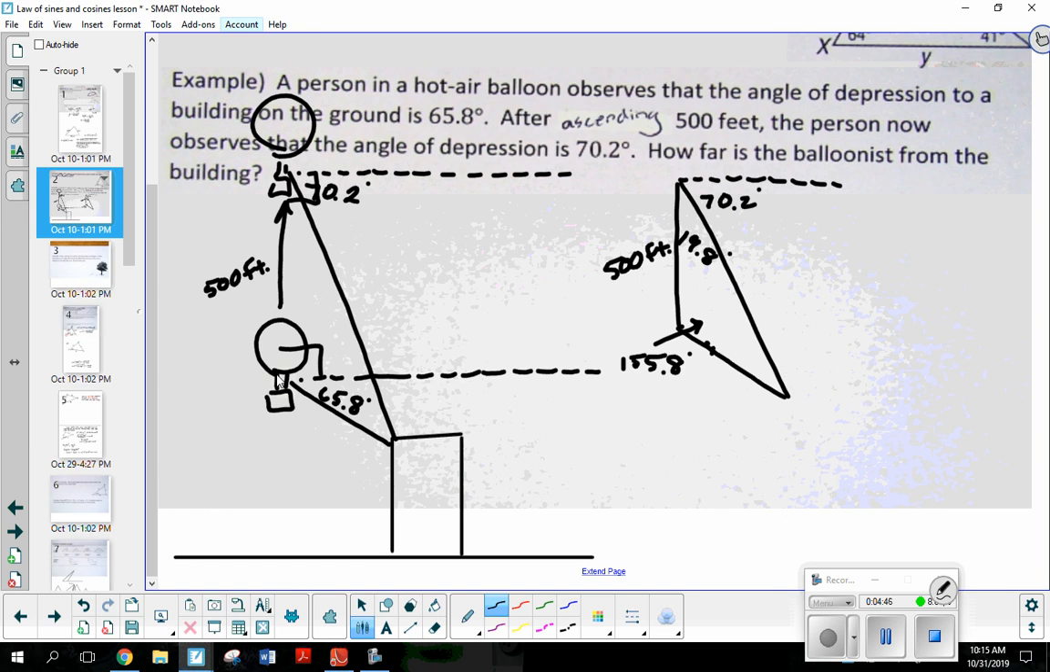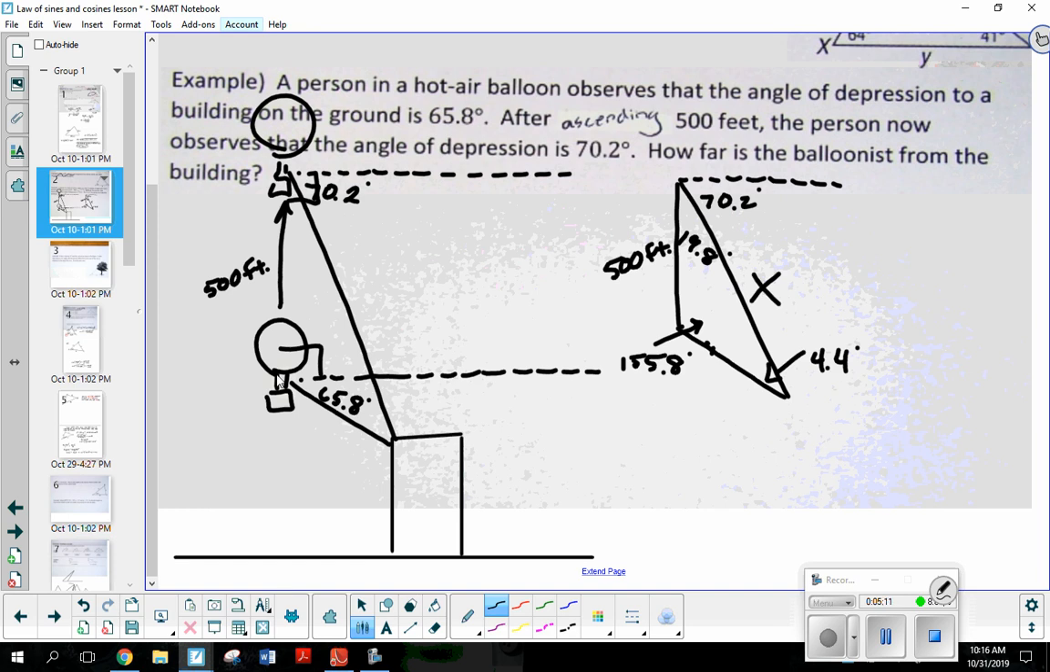We have 2 of the 3 angles, so we can easily figure out this smaller one. Remember, the interior sum was 180, so somebody help me out. 180 minus 19.8 minus 155.8. Okay, 4.4. So this angle right here is 4.4 degrees. Now, ultimately, all we want is how far the balloonist is from the building. So we're talking about this longest length right here.